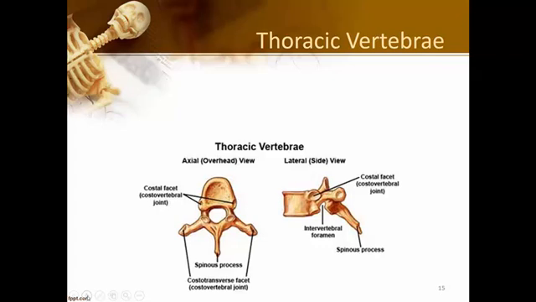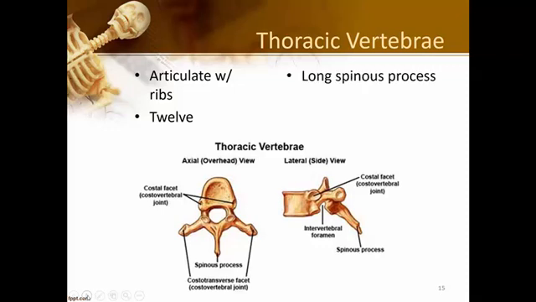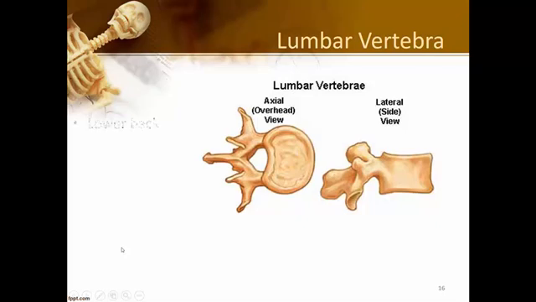The next 12 are the thoracic vertebrae. Each one of them is attached to a rib, and they have the longest spinous process of the 5 types of vertebra, and the body of it gets bigger as you go down the back. The next 5 are the lumbar. They look a lot like the thoracic, but one of the ways you can tell is the transverse processes are more straight across. It's almost a 90-degree angle between a spinous and a transverse process in a lumbar vertebra.